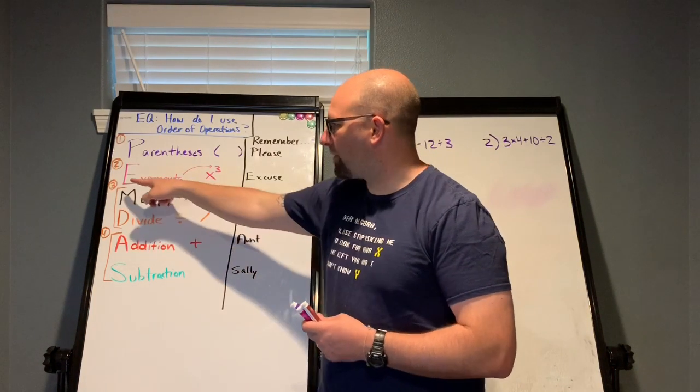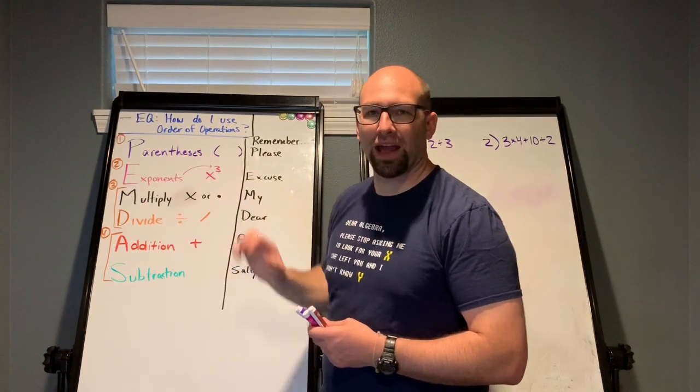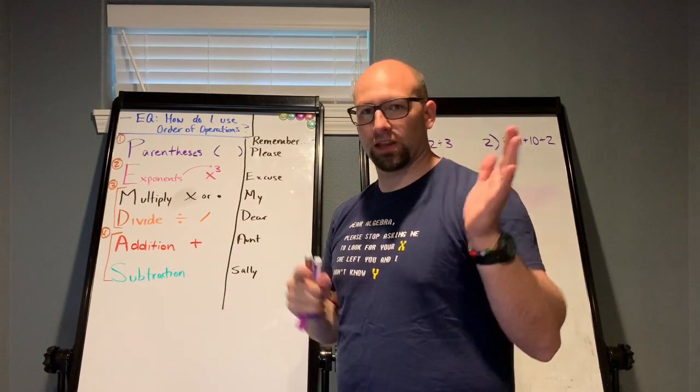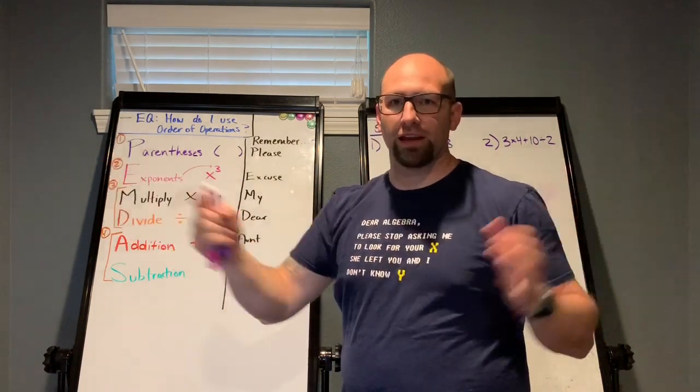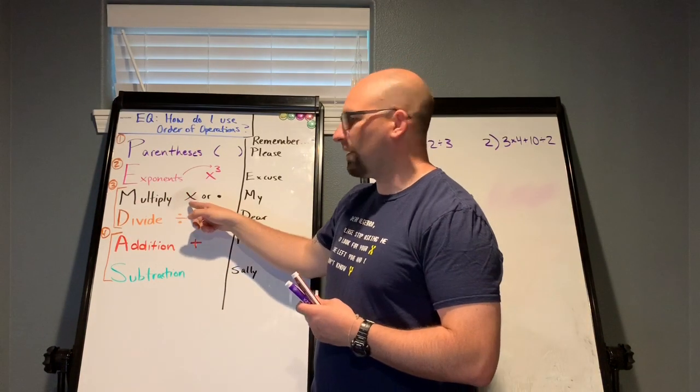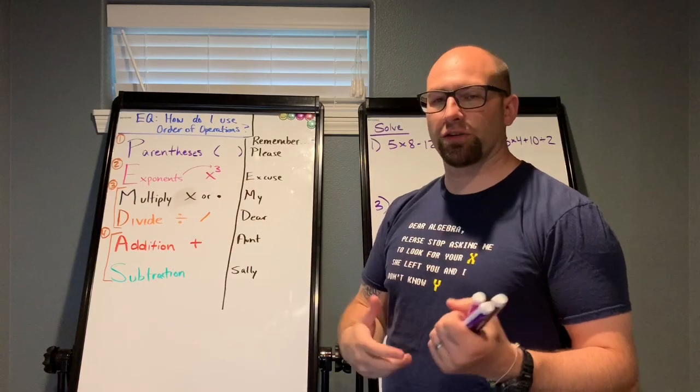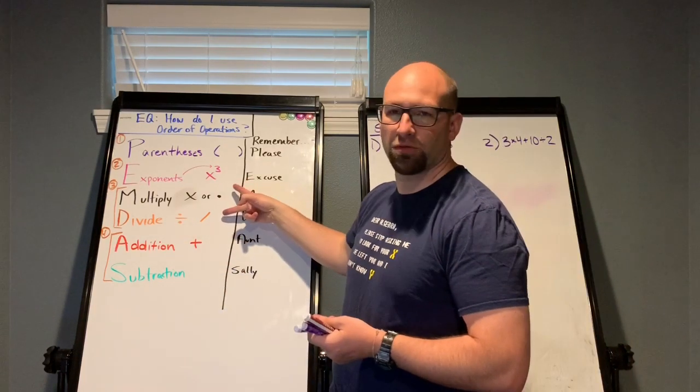Then the third step is both multiplying and dividing. So like reading a book, whatever comes first, left to right. Okay, left to right. That's what you're going to do. If a division problem comes before multiplication, do that. If multiplication comes before division, do that. But the third step is multiply, divide.